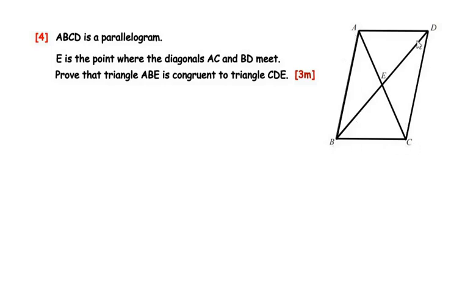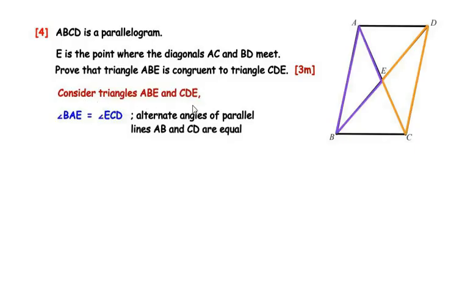ABCD is a parallelogram. E is the point where the diagonals AC and BD meet. Prove that triangle ABE is congruent to triangle CDE. So let us consider the triangles ABE and triangle CDE.